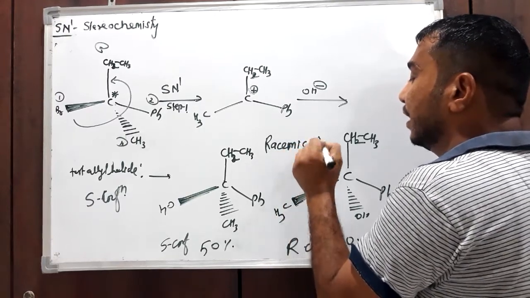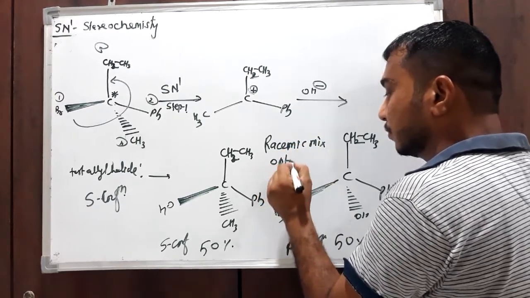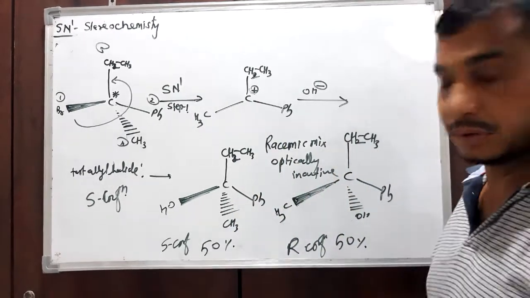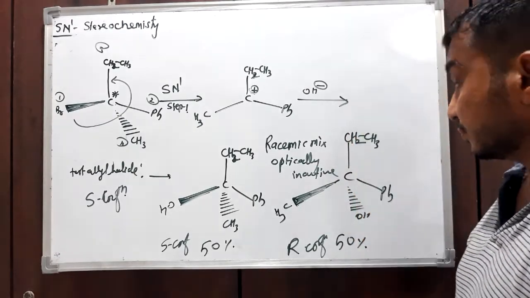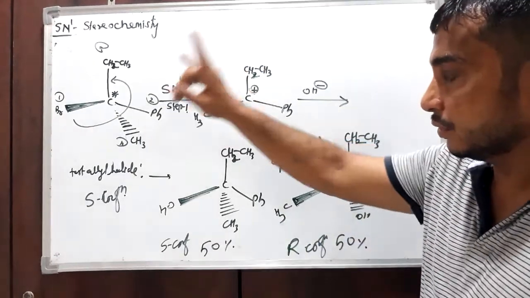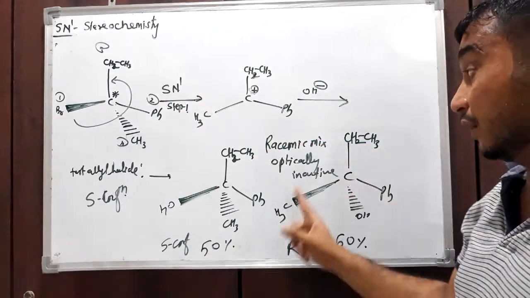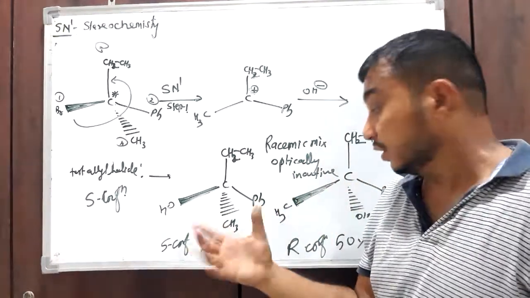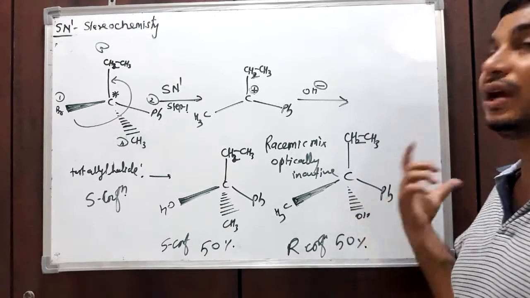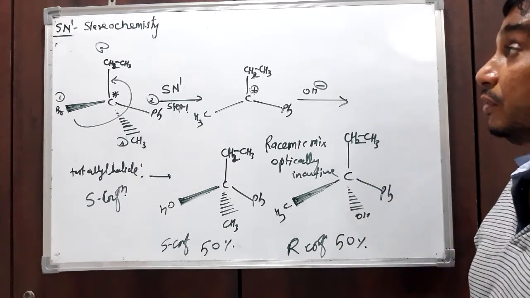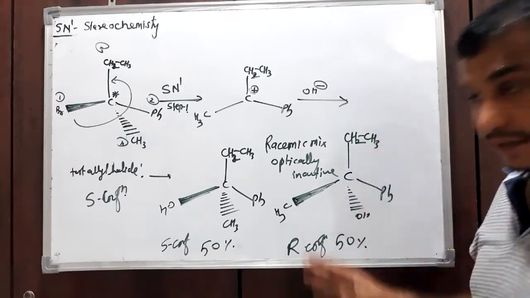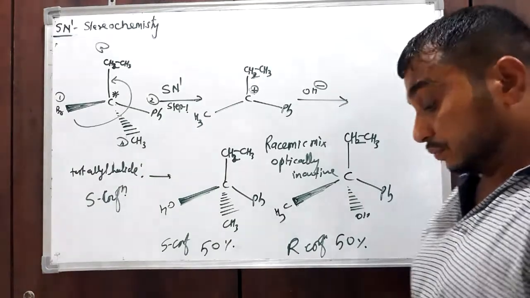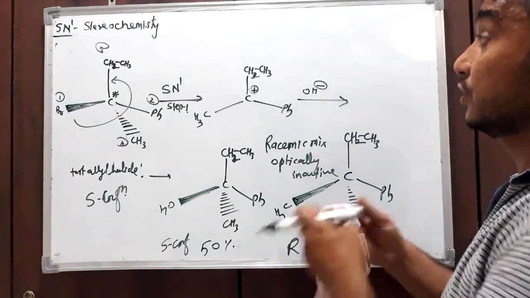Racemic mixture, and this mixture is optically inactive. If the reactant is optically active, then the product is always optically inactive due to formation of racemization, 50% S form and 50% R form. Okay, so this is the stereochemistry involved in the SN1 reaction. This is the difference between SN1 and SN2 reaction. So this is the stereochemistry part.